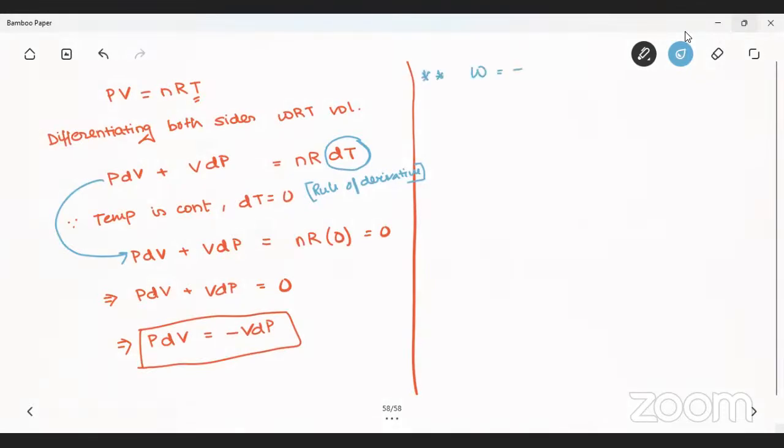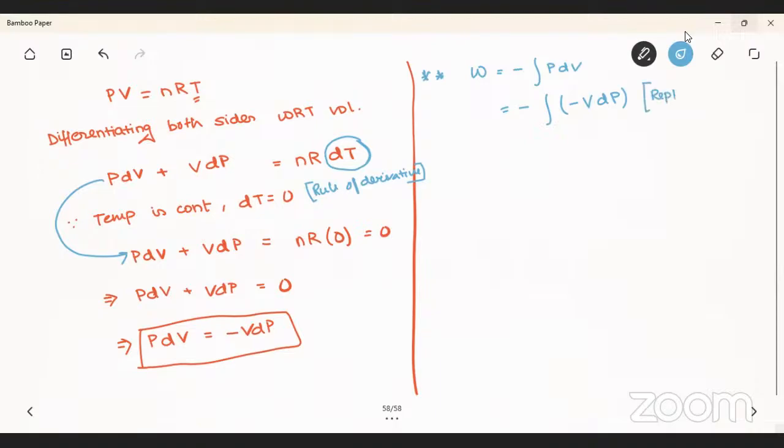Work done is minus the integration of PdV. This is our general formula. Now, can I write it like this? I have replaced PdV by VdP. Yes, ma'am.